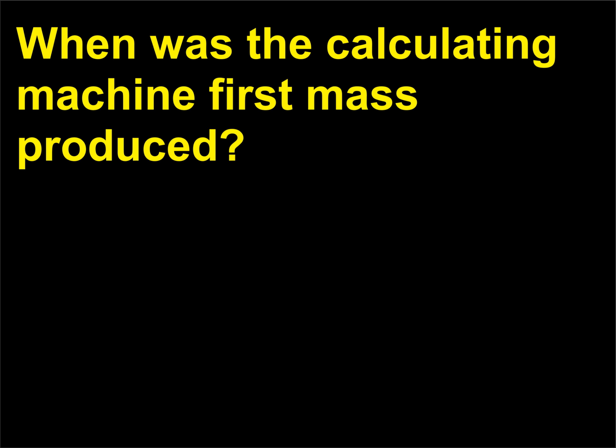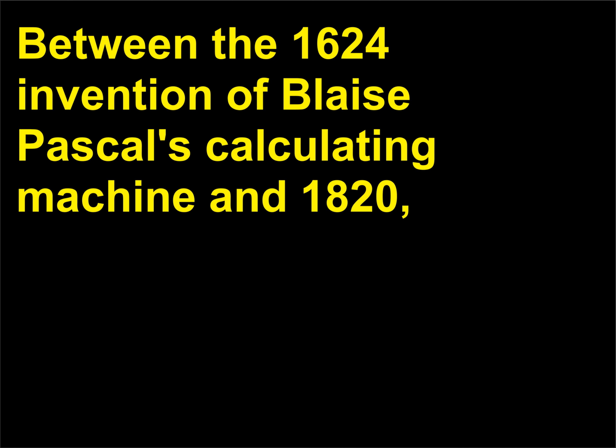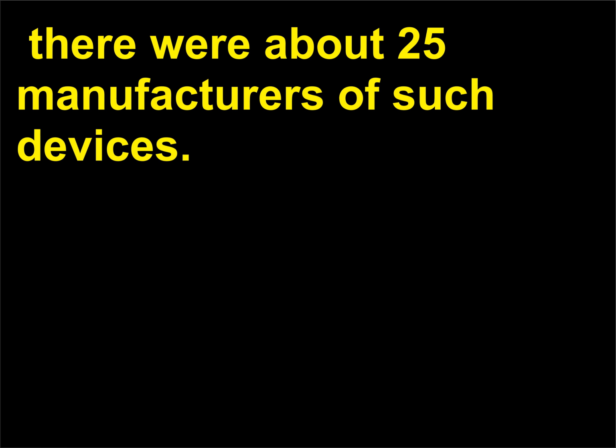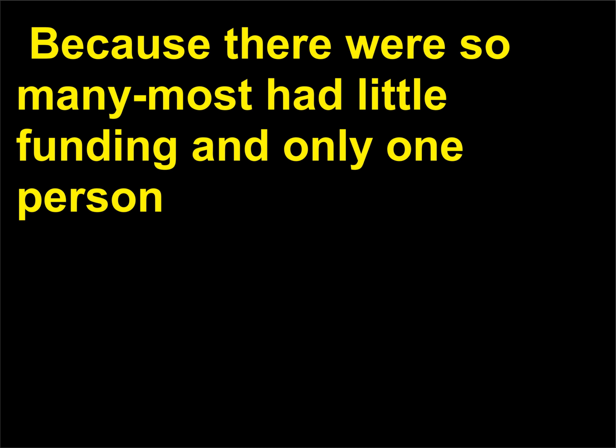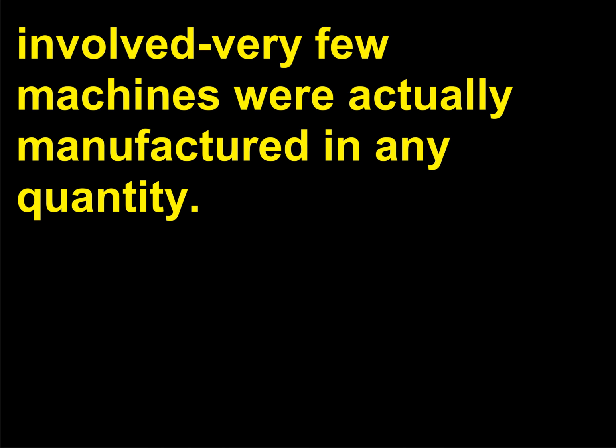When was the calculating machine first mass-produced? Between the 1624 invention of Blaise Pascal's calculating machine and 1820, there were about 25 manufacturers of such devices. Because there were so many, most had little funding and only one person involved. Very few machines were actually manufactured in any quantity.